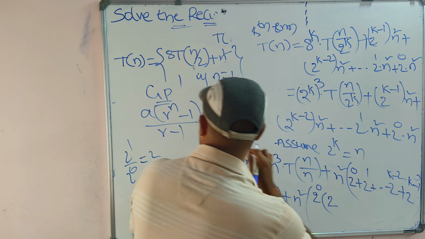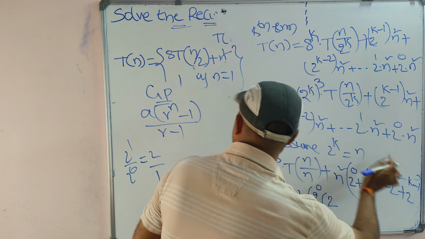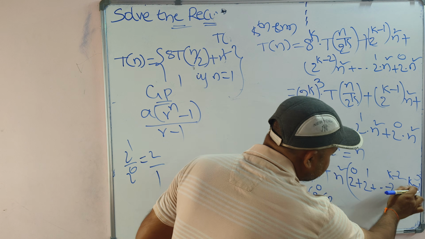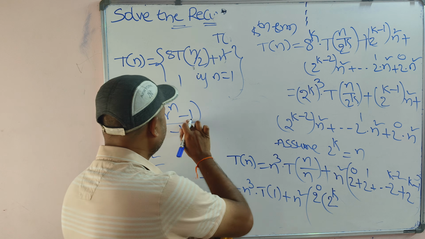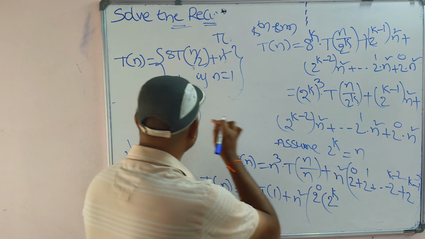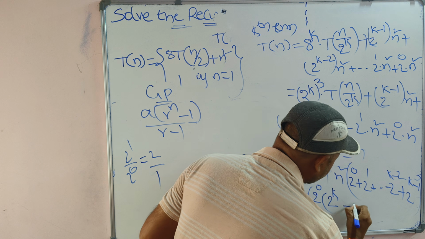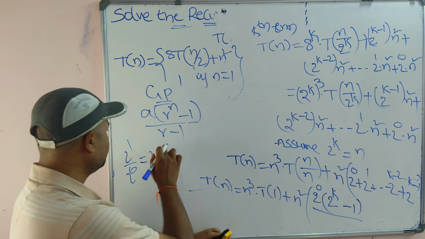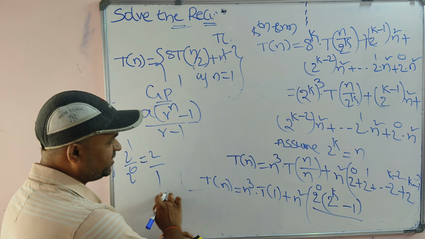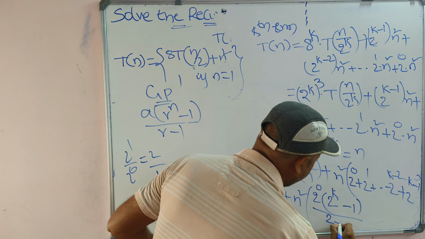So 2 power. Here we are finding what is the n here. N means the last term. Here the last term is k. So 2 power k. Here n means the last term, that is k. Next here we have minus 1, minus 1 by r minus 1. What is r value? Already r is calculated. That is 2. So 2 minus 1.